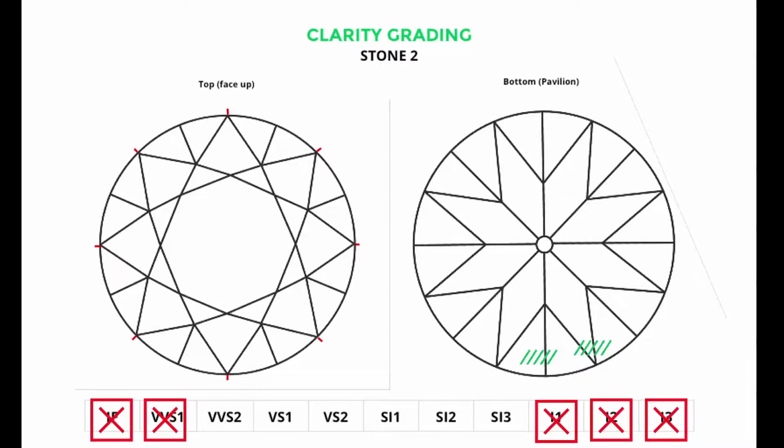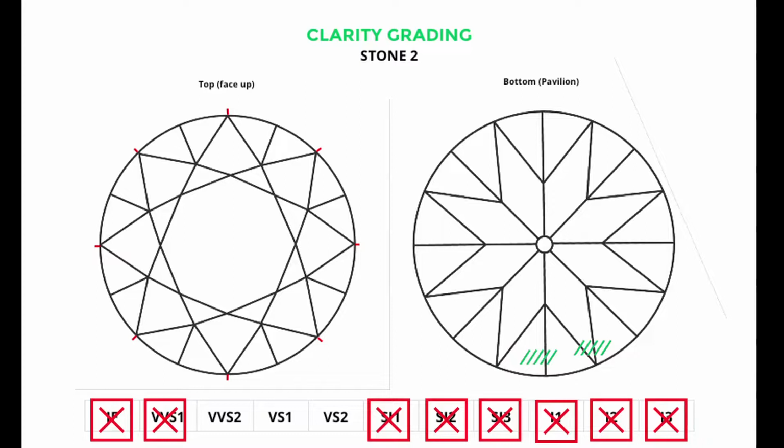And you say, no, it can't be SI, because the SI 1, 2, and 3 I would be able to loupe very, very easily. These, I know that they're there, but they're extremely difficult for me to see. So it cannot be the I1, I2, and I3. So, okay, that makes good sense. What about the VS1 and the VS2?